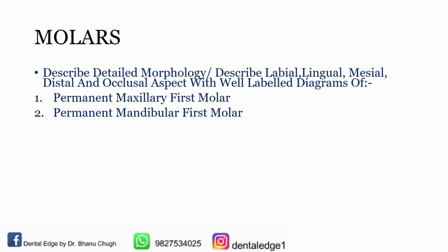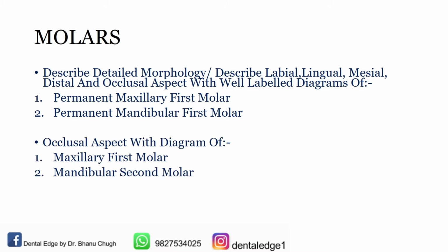Coming to the molars, this is again a very commonly asked question. In molars, you can be asked to write about the detailed morphology or write about all the aspects, labial, lingual, mesial, distal and occlusal aspect with well-labeled diagram of permanent maxillary first molar or permanent mandibular first molar. Any one of them can be asked.